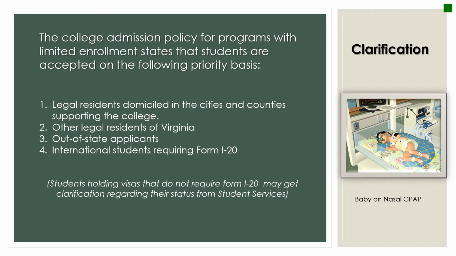Clarification. The college admission policy for the programs with limited enrollment states that the students are accepted on the following priority basis. 1. Legal residents domiciled in the cities and counties supporting the college. 2. Other legal residents of Virginia. 3. Out-of-state applicants. 4. International students requiring Form I-20. Students holding visas that do not require I-20 may get clarification regarding their status from Student Services.